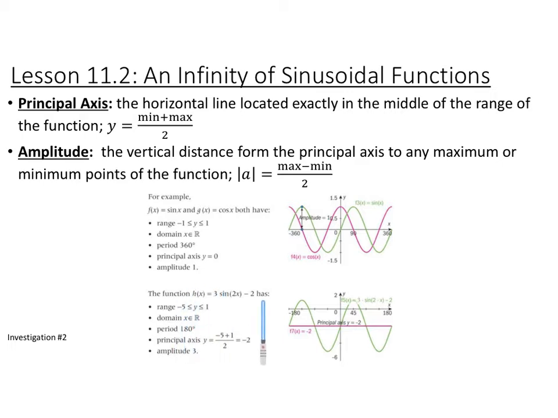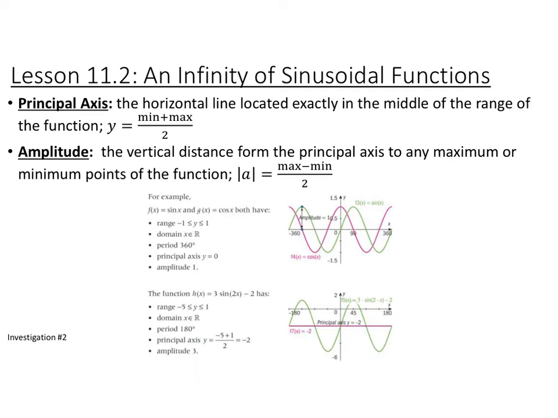If you take something that's been transformed, like h(x) = 3 sin(2x) - 2, it's been shifted down 2, vertically stretched by 3, and horizontally compressed by 2. So the range now goes from -5 to +1. The domain is still all real numbers. The period has been crunched in half because it's been horizontally compressed. So now the period's only 180 degrees.